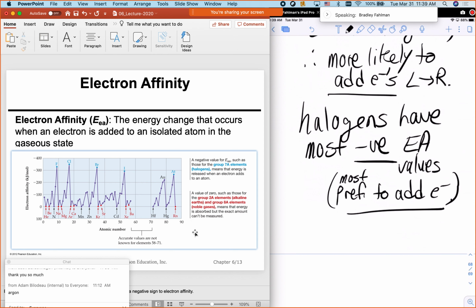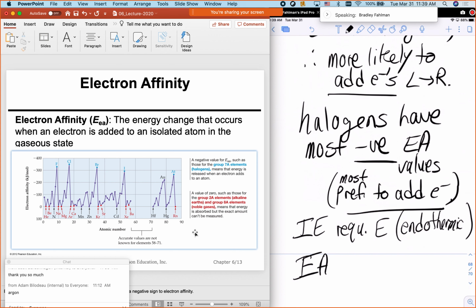So ionization energy requires energy. In other words, it's endothermic. We're going to talk about energy a little bit later. And electron affinity releases energy. In other words, it's exothermic. To kind of throw out a couple of terms here.